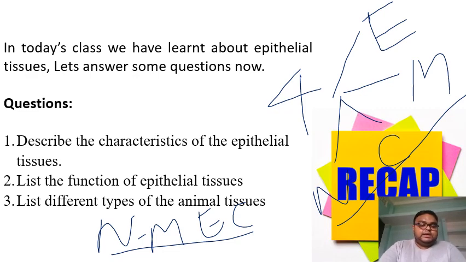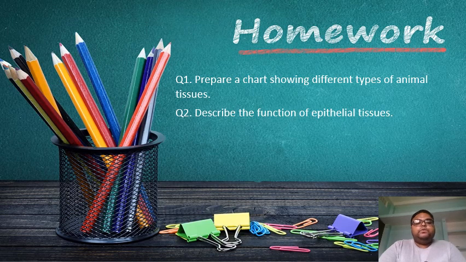Okay, students. So let's proceed forward. So what you have to do as a homework is prepare a chart where you will be showing different types of animal tissues, right? You need to describe the functions of the epithelial tissues. Okay, students, you need to describe the functions of the epithelial tissues. Okay, so this is your homework for today, right?